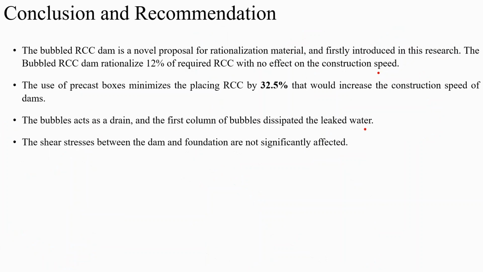In conclusion, the bubble roller compacted concrete is a novel idea proposed for rationalizing material and first introduced in this research as a bubble. The use of the bubble roller compacted concrete rationalizes about 12% of the required roller compacted material with no effect on the construction speed. And the use of the precast box minimizes the placing of roller compacted concrete by 32.5%, which will increase the construction speed of the dam.